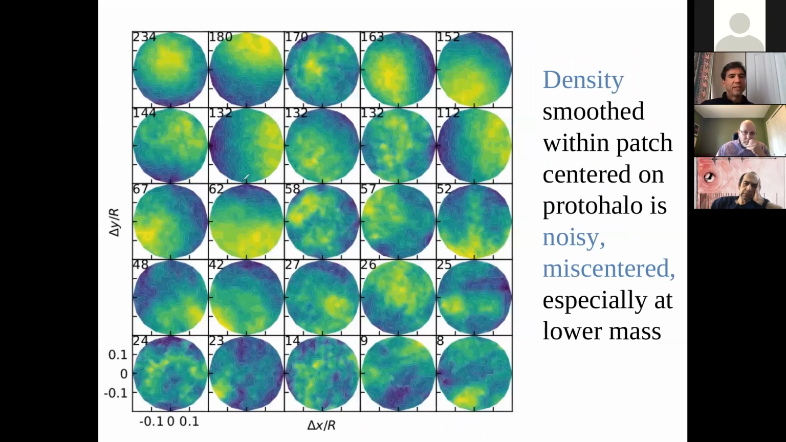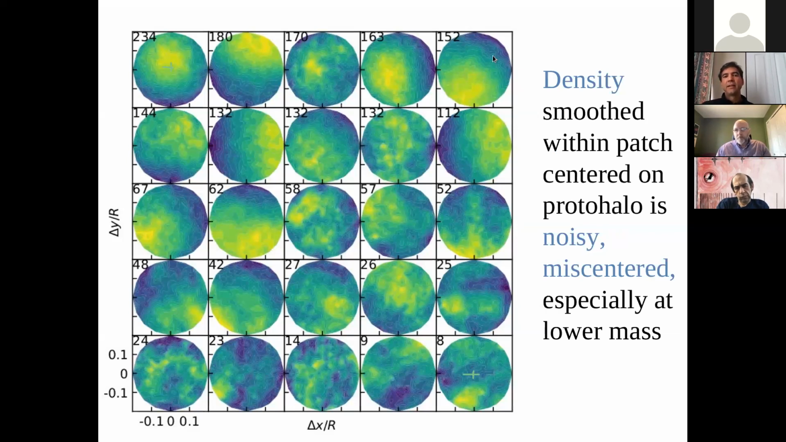But just to see if this is worth doing, here is a bunch of 25 halos mapped back to the initial conditions, 25 proto-halos. And then we're looking at the density smoothed on this patch as a function of the different positions. For massive halos, you can see that the density does peak at the center of the proto-halo. The numbers show you a measure of the mass of the halo. And so here you can see for the low mass halos, the correspondence between density peak and halo center or proto-halo center is not very good.